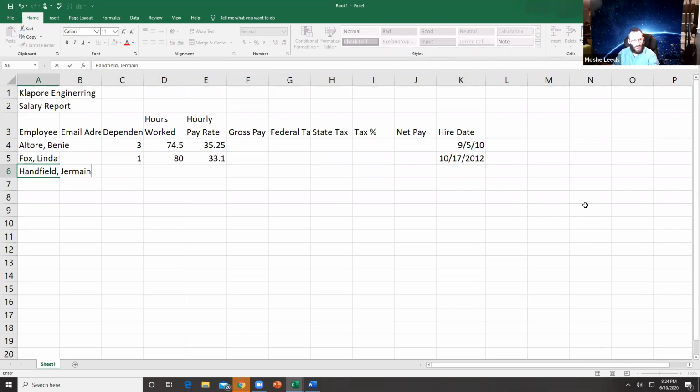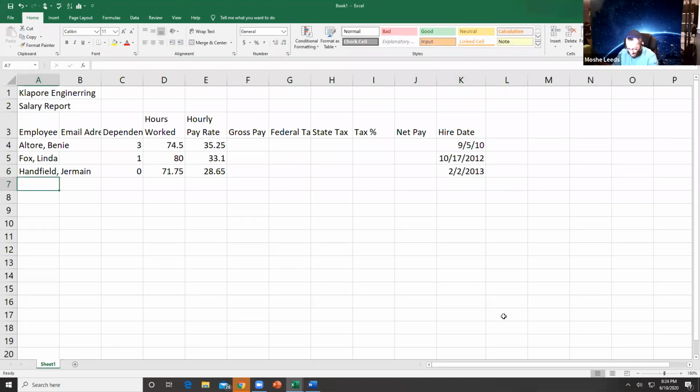Okay, Jermaine Hanfield. He has, I'm assuming it's a he, sorry, 0 dependents. He works 71.75 hours. Wow, I mean, these people are really pushing overtime here. That's for 1 week. 28.65 is the hourly rate, and they were hired February 2nd, 2013. Okay, I'm just going to click back in the beginning.